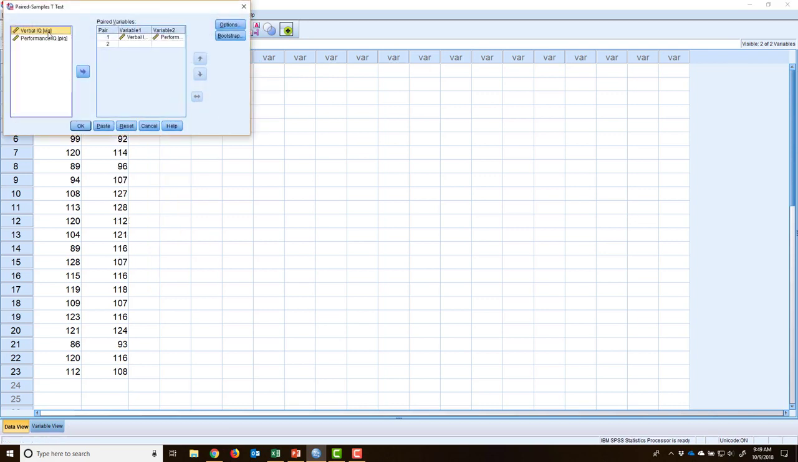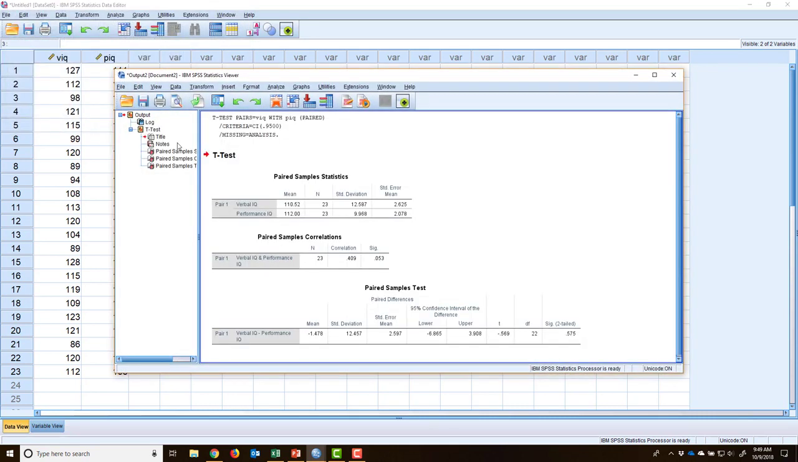We already have these in here, but basically we took our verbal IQ and put it into variable 1, and we took our performance IQ and put it into variable 2. By the way, we could go into our options like before and change our confidence interval, but we like 95%, and we're going to leave that. So we're going to hit OK, and we get our results right away.